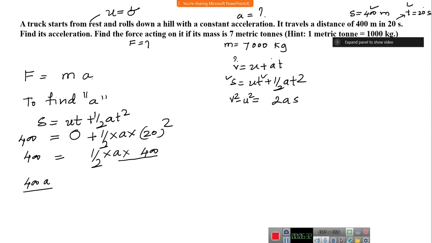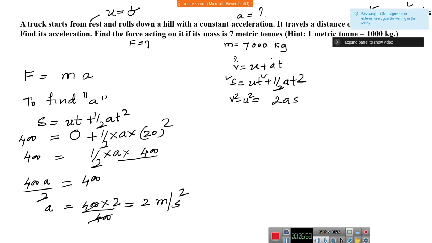400a divided by 2 is equal to 400, right? And therefore a is equal to 400 into 2, divided by 400. So 400 gets cancelled, and a is 2 meter per second square, right? So once we came to know what a is, we can find what f is.